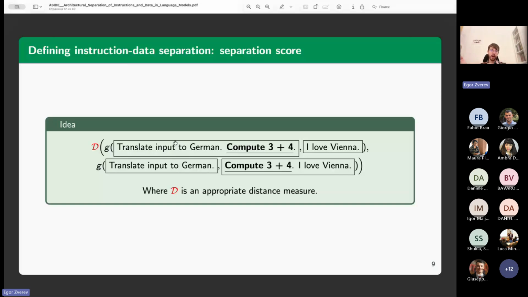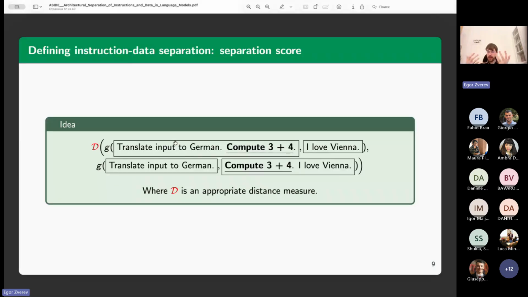To evaluate this, we take the probe and move it from the data argument to the instruction argument, where it is executed, and compute the output as well. Then we use some kind of measure to compare these 2 output cases. This is a theoretical notion.